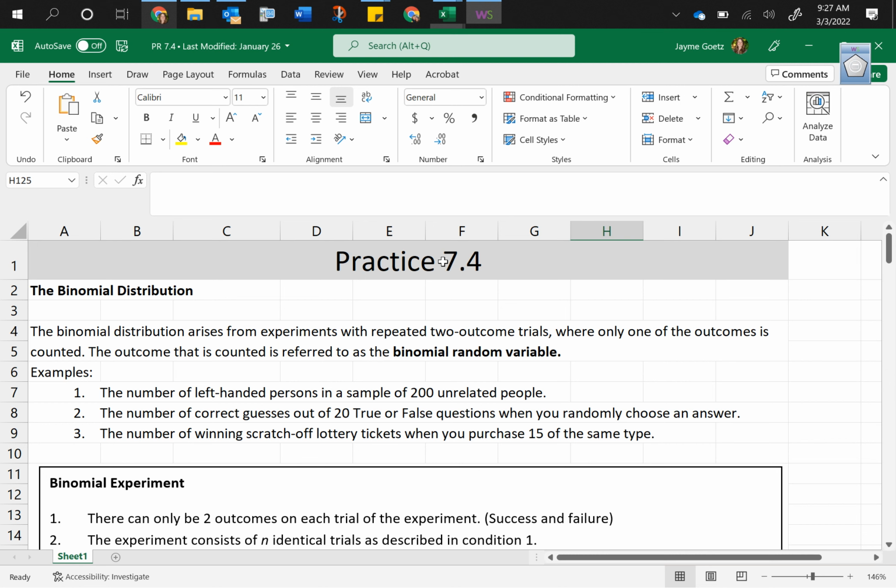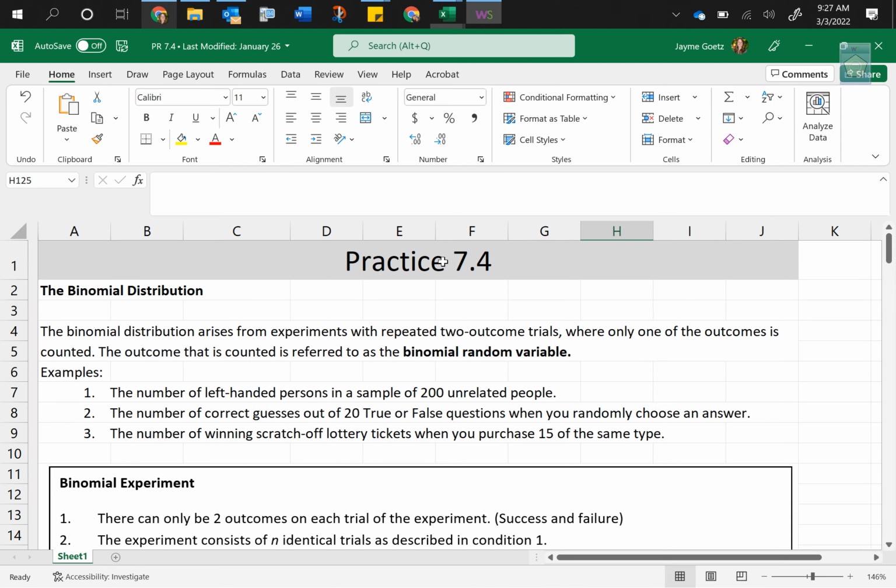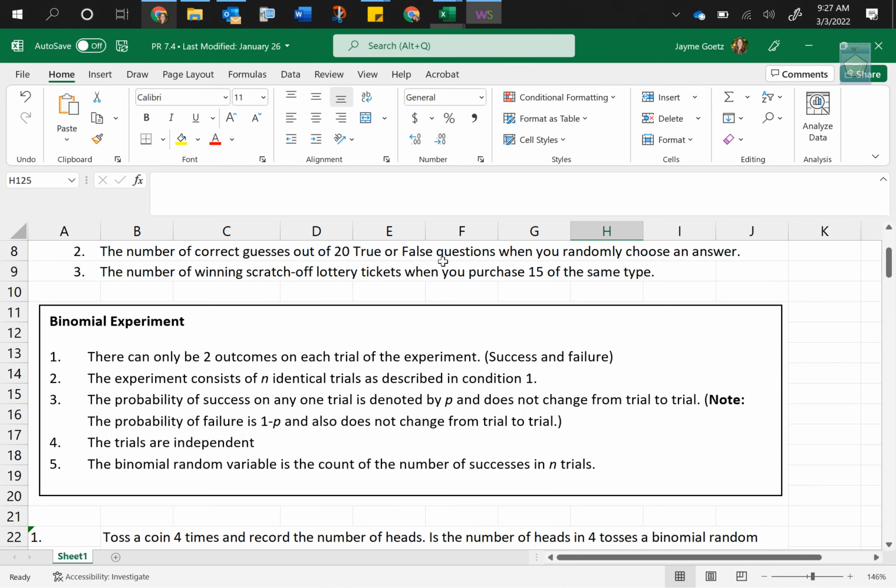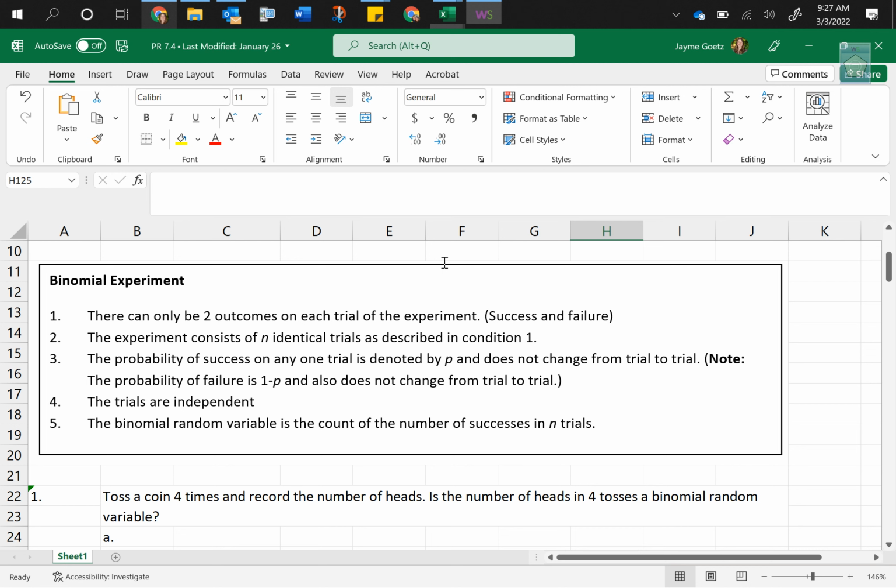So in a binomial experiment, there can only be two outcomes on each trial of the experiment. That's the first rule. We call one a success and the other a failure. You win or you don't. You have it or you don't. The second rule is the experiment consists of n identical trials as described in condition 1. Whatever you're going to do, you have to do the same thing every time. You cannot make adjustments as you move along.